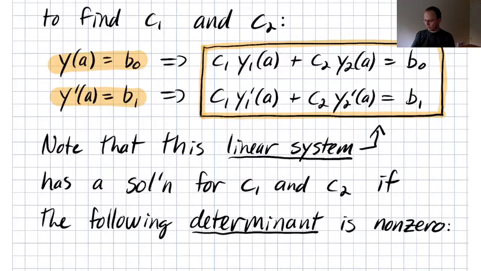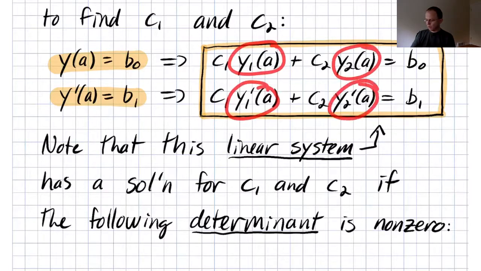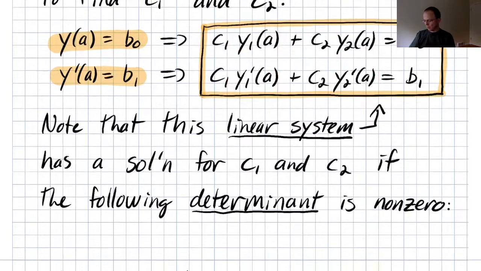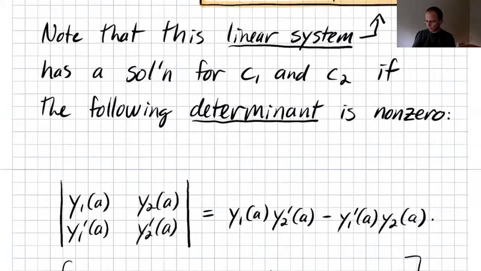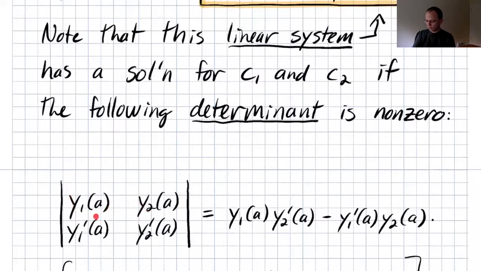So what is the matrix of coefficients? This is the coefficient for C1. This is the coefficient for C2. In the second equation, those are the coefficients for C1 and C2. So those are going to be the entries of our 2x2 matrix. Okay, so let's look at that. There it is right there. There are the coefficients in the first equation, these are the coefficients in the second equation, and we want the determinant of this matrix.